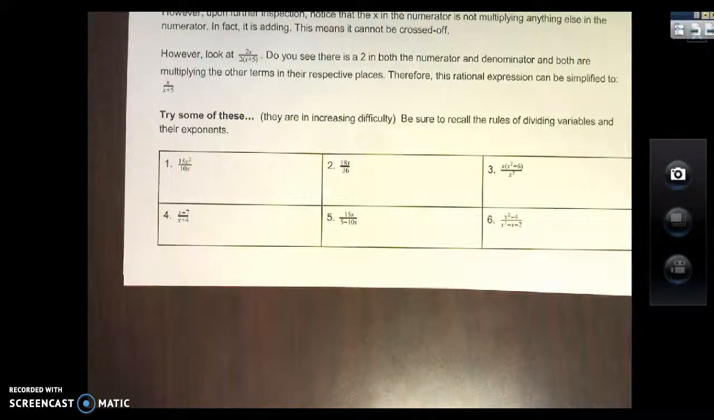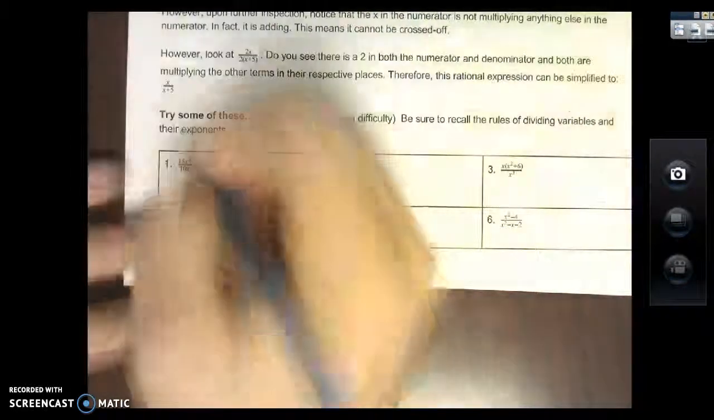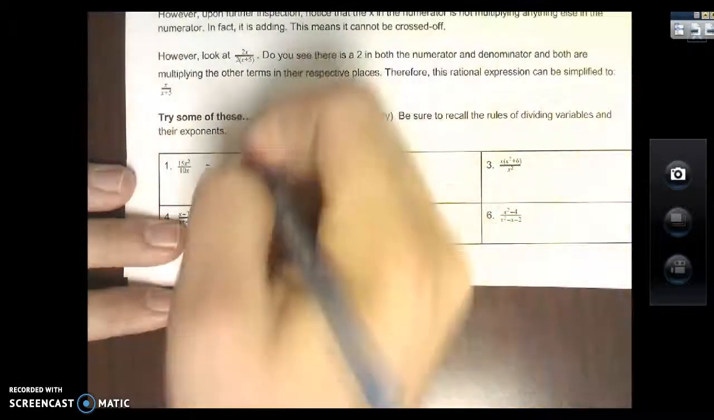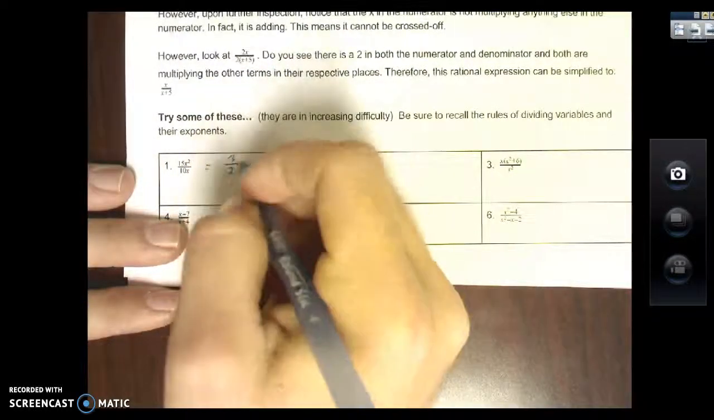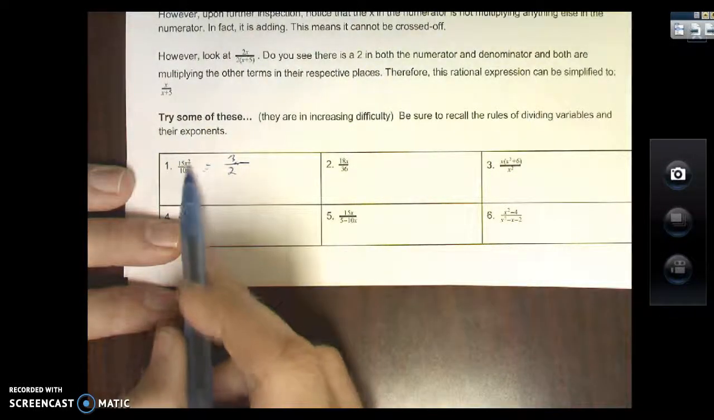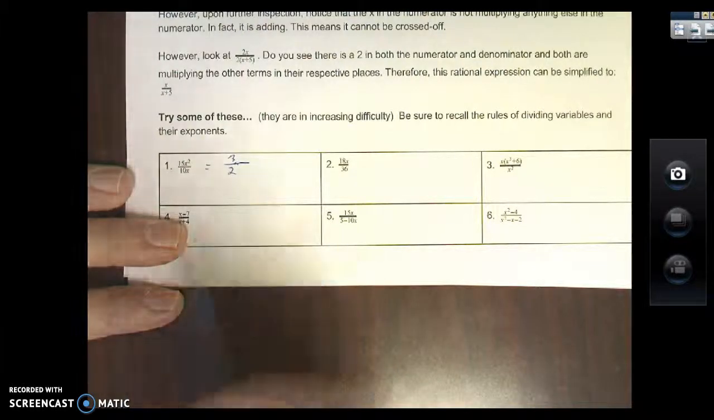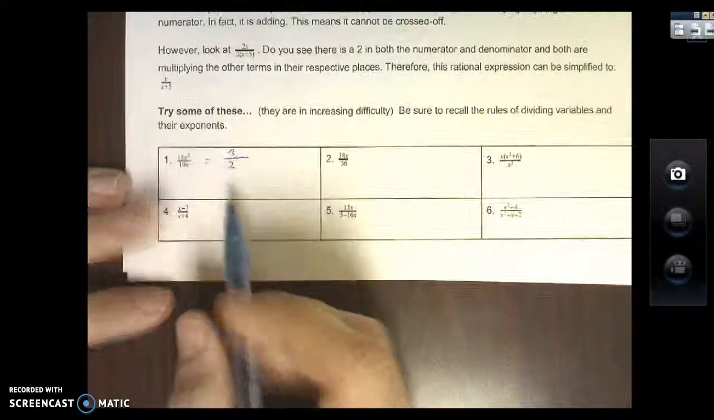You're looking to reduce things down. So for number 1, it says 15x squared over 10x. Alright. 15 over 10 reduces to 3 over 2, because 5 can go into both of them. As far as my x squareds go, x squared over x, let me show you guys a little side note down here. X squared can be rewritten as x times x over x.